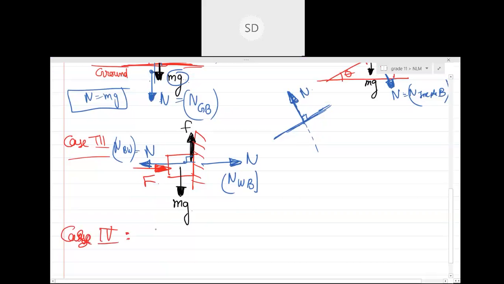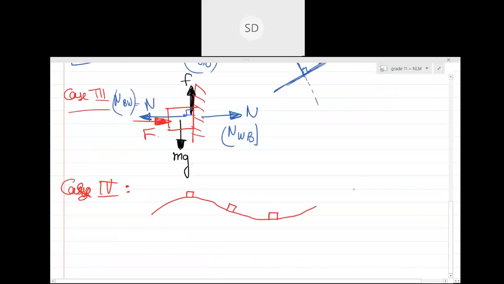What is case 4? Suppose I have a curved surface like this, and let's say an object is placed over here, and let's say over here. Can anyone tell me how you will draw the direction of normal reaction in this case? Don't draw other forces. I just want the normal reaction.